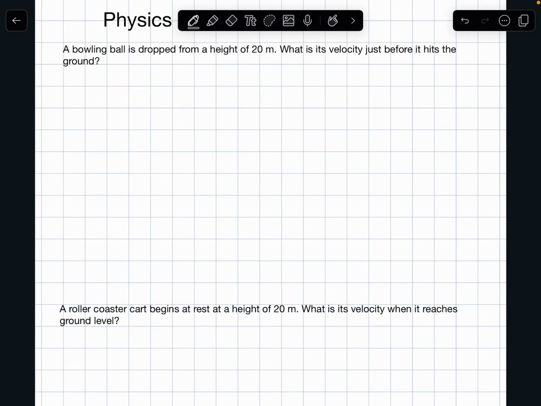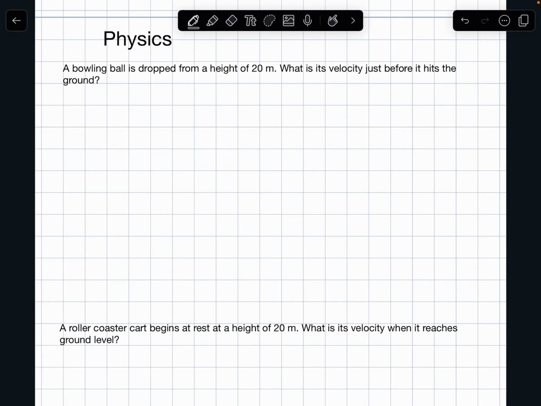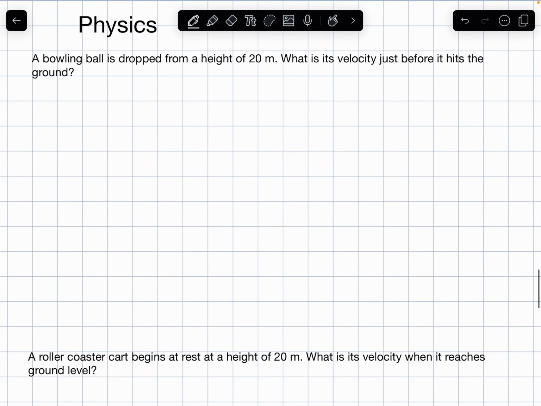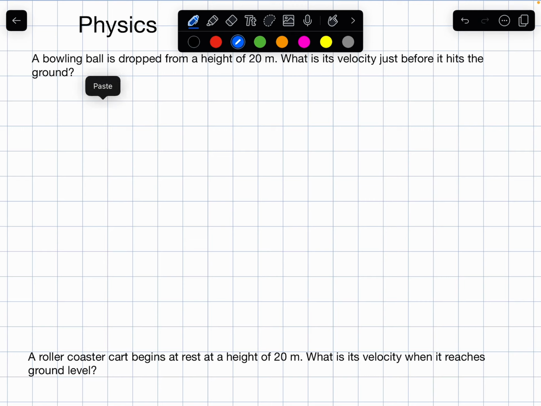And here's a sample conservation of energy problem. It says a bowling ball is dropped from a height of 20 meters. What is its velocity just before it hits the ground? Okay, so first couple things we should do, like usual, is write down some of the given information, also make a diagram.